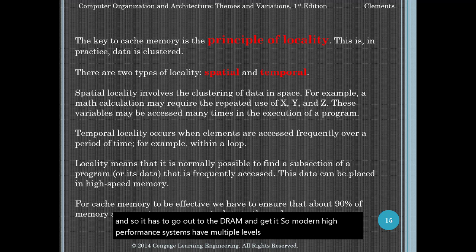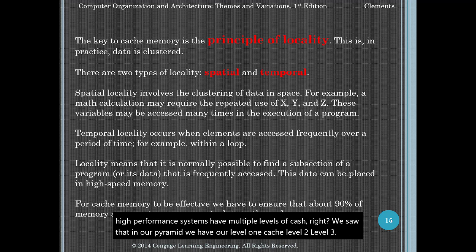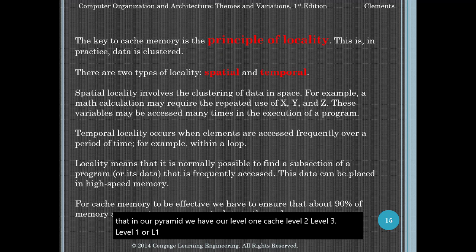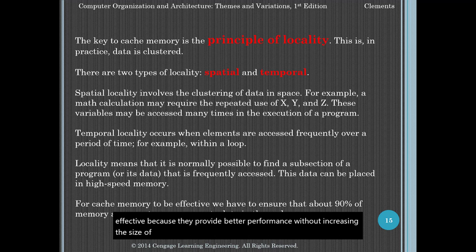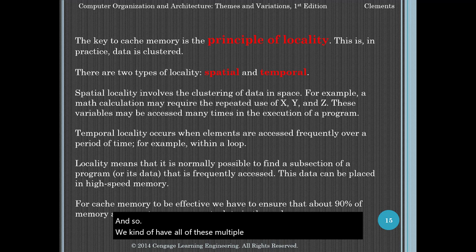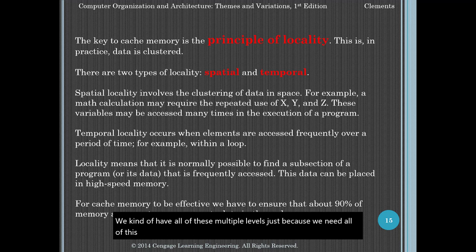Modern high performance systems have multiple levels of cache, right? We saw that in our pyramid. We have our level one cache, level two, level three. Level one, or L1 cache, is the smallest and the fastest. If data isn't in the L1 cache, then we go to L2 and search there. If the data isn't there, we go to the L3 cache and search. Multiple levels of caches are cost effective because they provide better performance without increasing the size of the fastest cache. We need all of this space, and it's cost effective to do so.